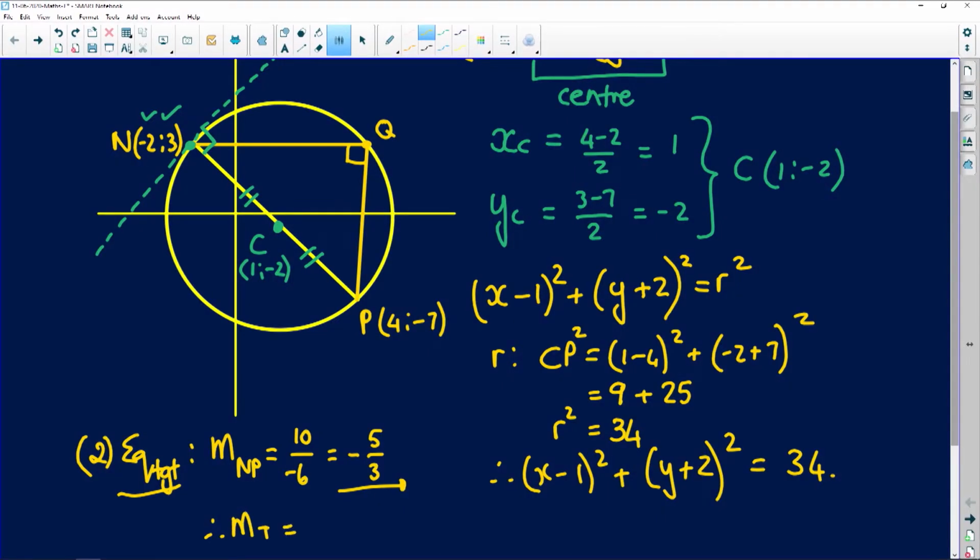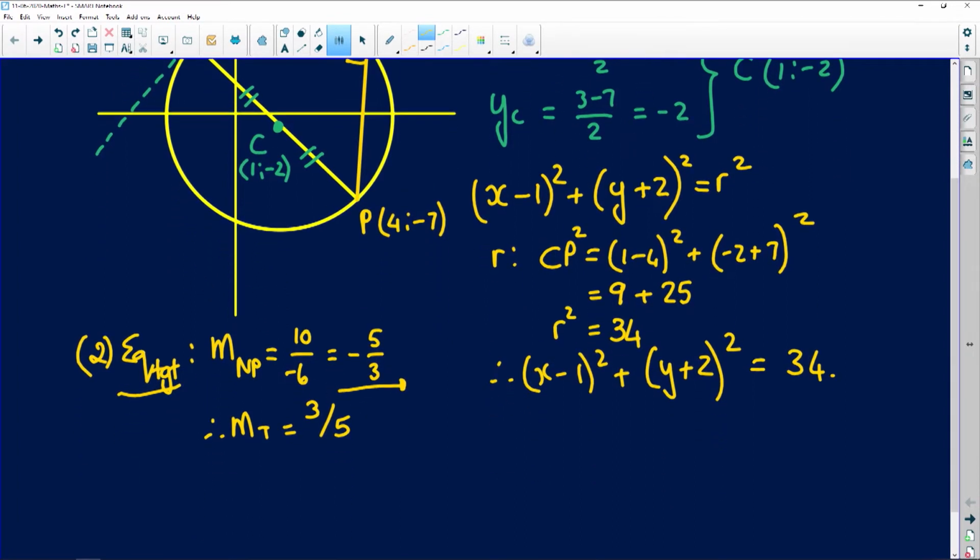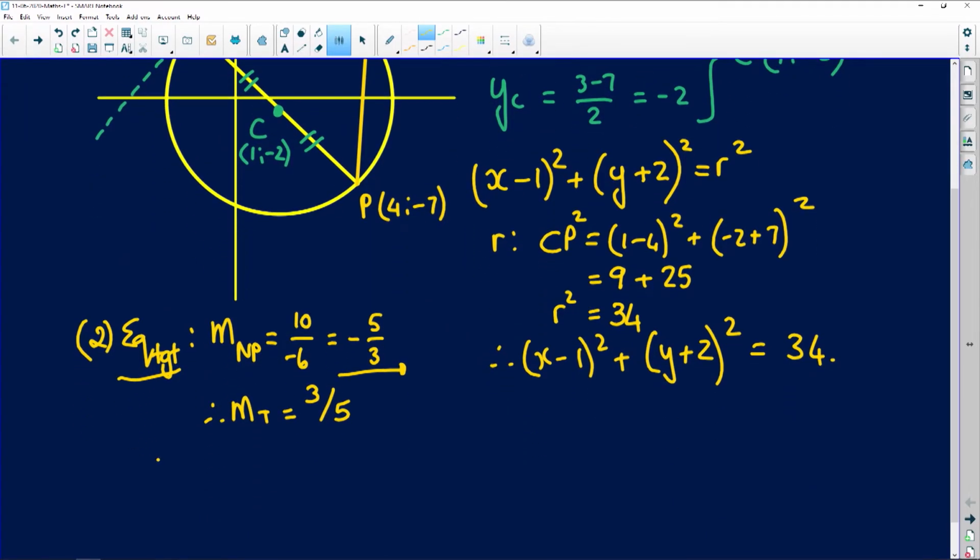So what's the gradient for the tangent? Well, we take the gradient of the radius, we reciprocate it, and we change its sign. So we can say the gradient of the tangent is 3 over 5. Now we've got enough information. We have the gradient of the tangent, and we have the coordinate of the point where the tangent lies. So that point is minus 2 and 3. So it's y minus 3 is equal to the gradient of the tangent, times x plus 2. Remember, this is x minus minus 2, another sign change.